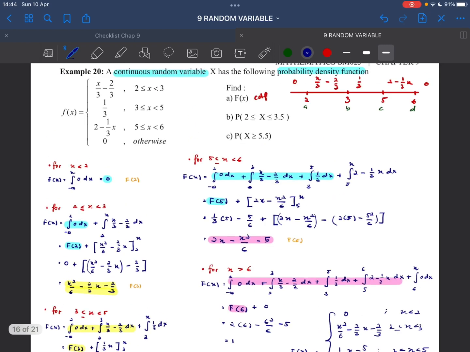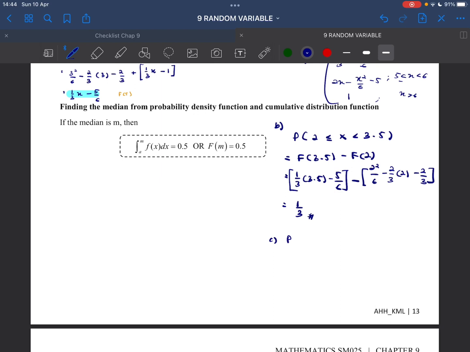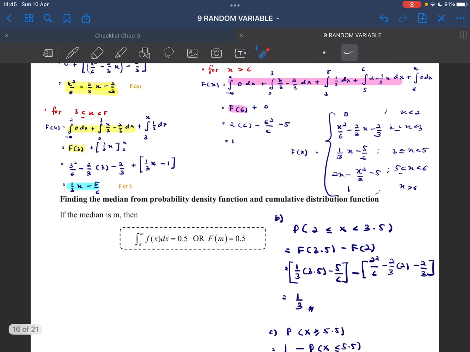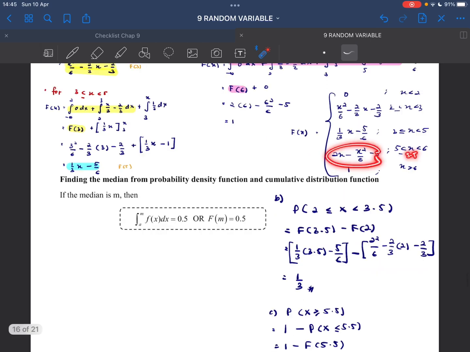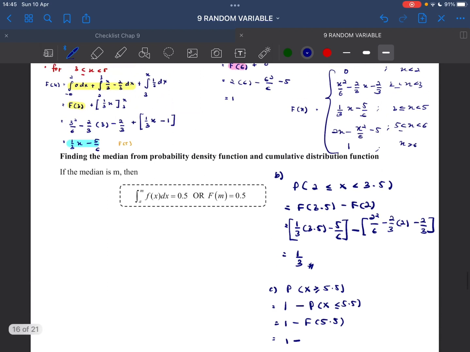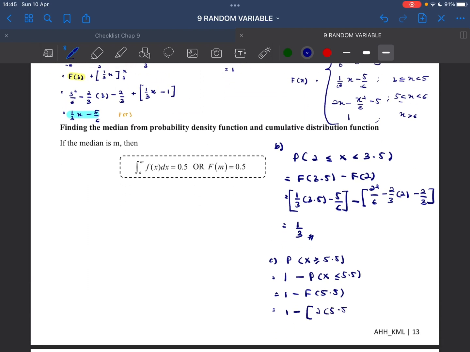Okay, and we have one more question here, which is P(X greater than or equal to 5.5). Remember, I said if the inequality is greater, you have to put 1 minus, because for cumulative, it is always less than. So we want to find P(X greater than or equal to 5.5). Since it is greater, we have to do 1 minus P(X less than or equal to 5.5), which simply means F(5.5). So which function is your 5.5 in? This function, so we just substitute into that function: 1 minus, we have 2 times 5.5 minus 5.5 squared over 6 minus 5. We'll get the final answer, 1 over 24.